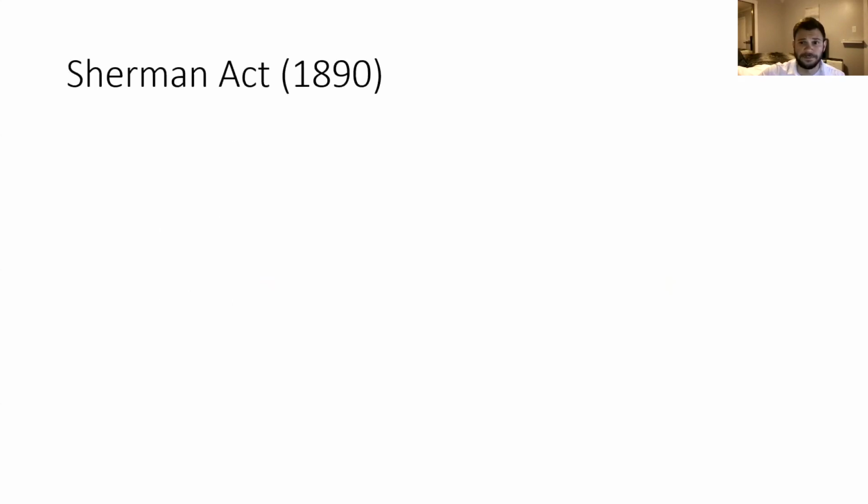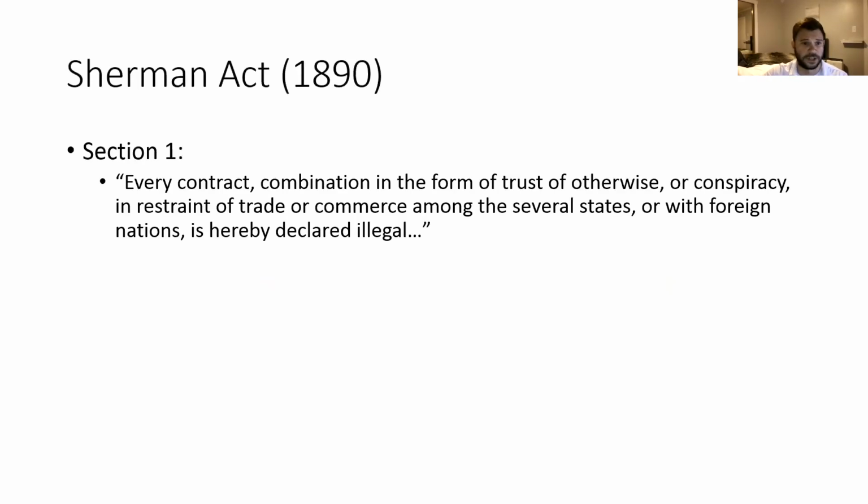The Sherman Act has two key sections that we are going to discuss very briefly here. The first section, the language is as such: every contract, combination in the form of trust or otherwise, or conspiracy in restraint of trade or commerce among the several states or with foreign nations is hereby declared illegal. So any sort of conspiracy to restrain trade, the Sherman Act makes that illegal.